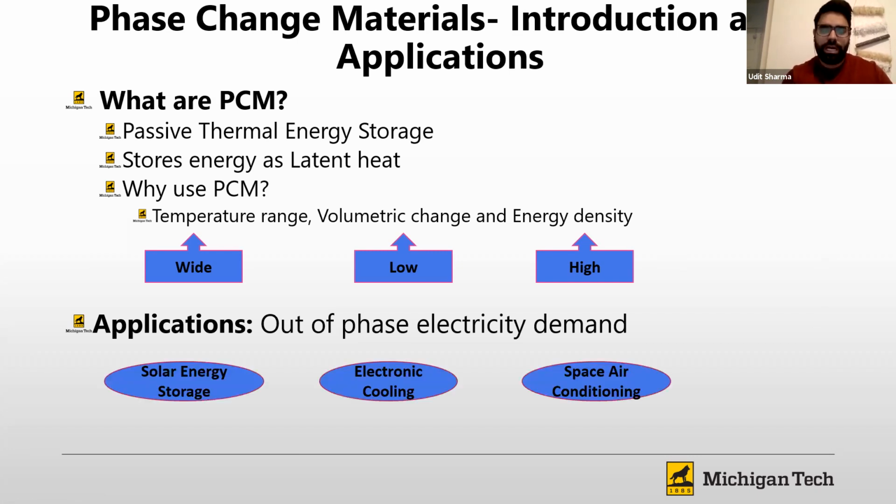So the applications presently being implemented are majorly in the form of out of phase electricity demand. When the demand is more and the production is not there for the electricity, in that case, you can use the phase change material energy storage as the backup. Other usages are in solar energy storage, electronic cooling, and space air conditioning. Next.